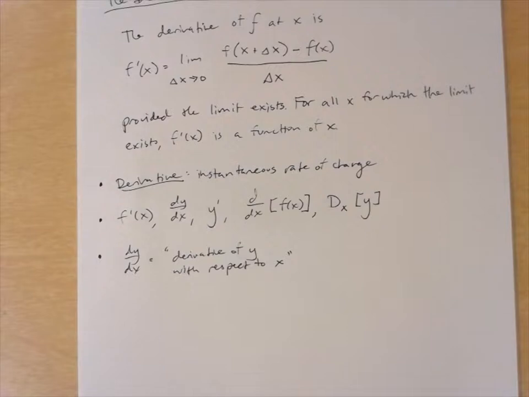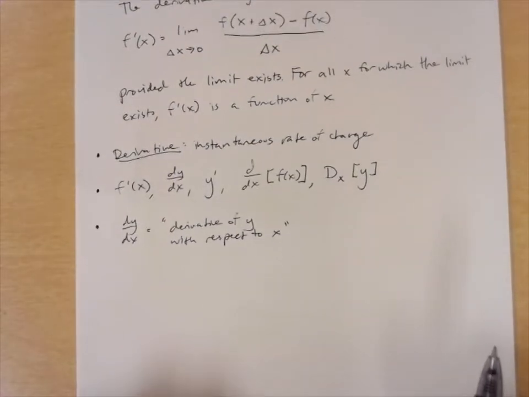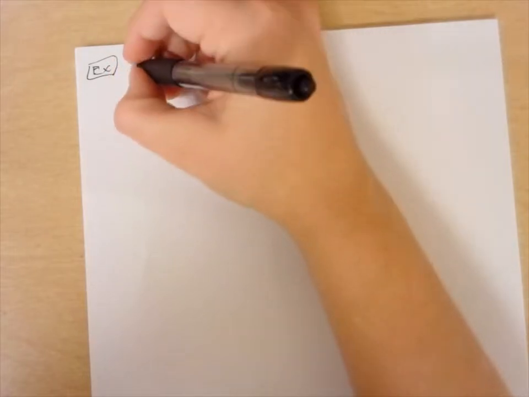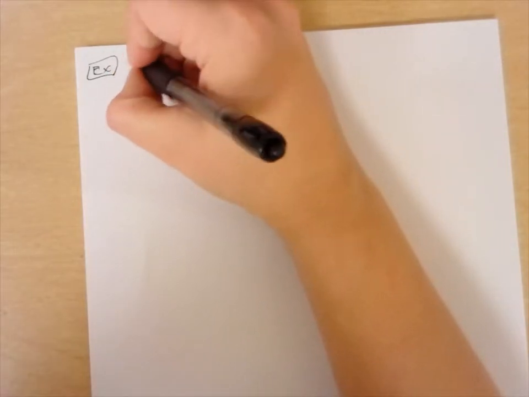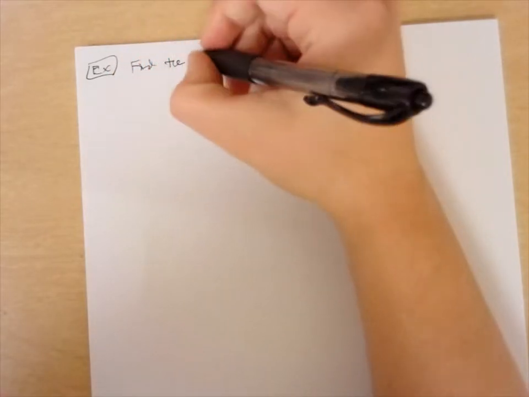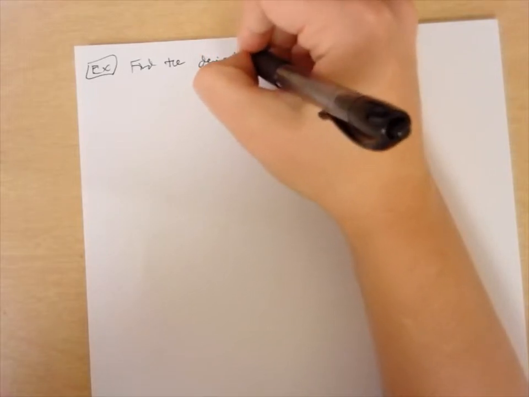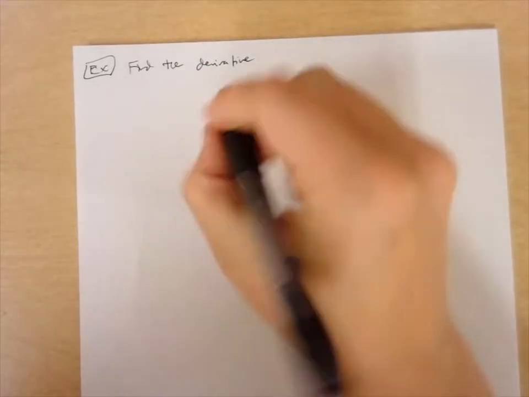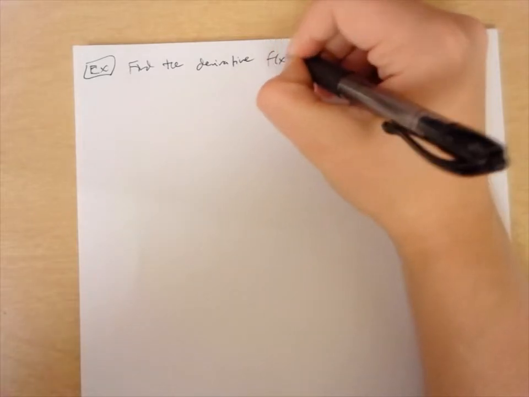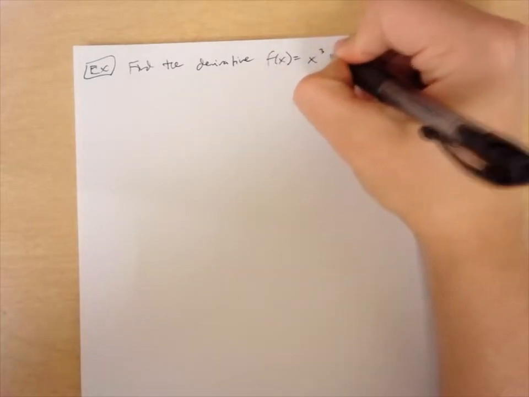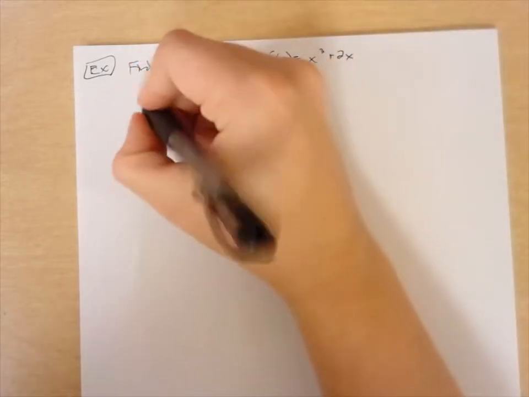Let's talk about using the limit process, though, to find derivatives. And we sort of already did this with our slope, but let's do it once again on a separate sheet of paper. So, we're going to find the derivative. Can you see what I'm writing? Okay. Find the derivative of f of x equals x cubed plus 2x. Here's how we can start it off.